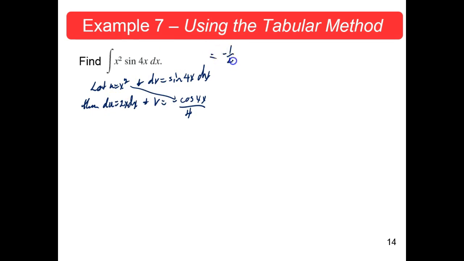a minus 1/4 x squared cosine 4x minus, but you already have a minus there, so it's going to be a plus the integral of your bottom line here, and that's where the minus wiped out. And here you have a 2x, but you have a 4 here, so this will be a 1/2. Can't pull the x out because that's part of your integral, so this will be x cosine 4x dx.